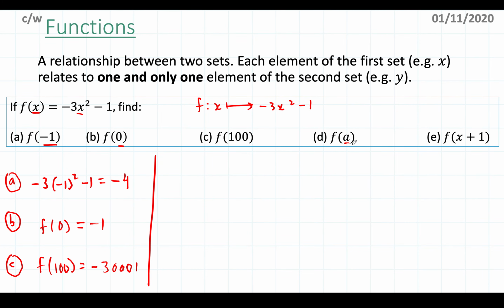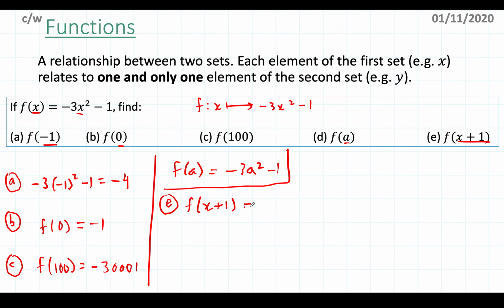Now for part D, you have f of a. So remember, this is your input. What is happening to your input? You're basically just substituting it instead of x. -3a squared minus 1. It can't be simplified any further. So now what about part E? Again, think input. My input now is x plus 1. And what's happening to my input? My input is being squared here. So for this one, you're just going to substitute in the x plus 1 squared.